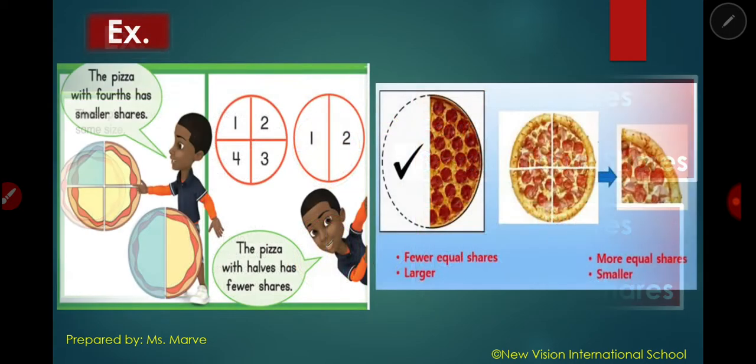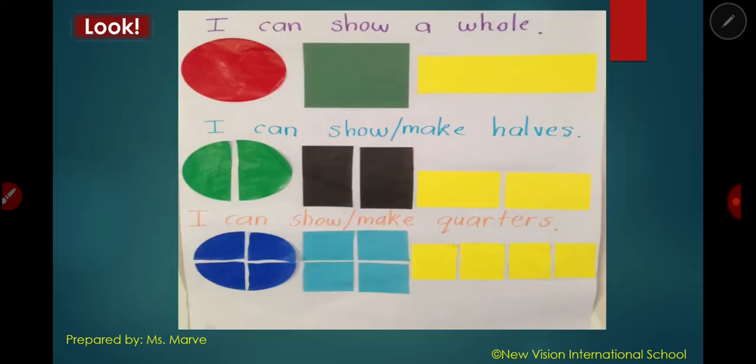Very good. Okay, here is another example. Okay, you can see this is a real pizza here, the picture here. Okay, this pizza, when you try to compare it with the other one, it is bigger, and this slice, which is the 1/4 of the whole compared to the 1/2 of the whole, is smaller than this. Understood? Okay, very good.